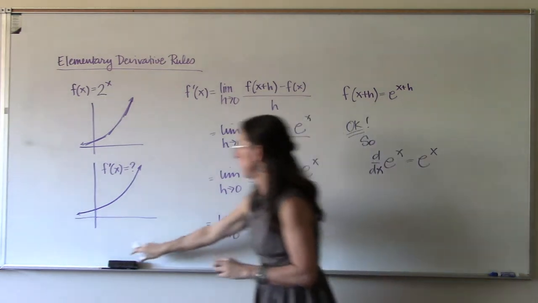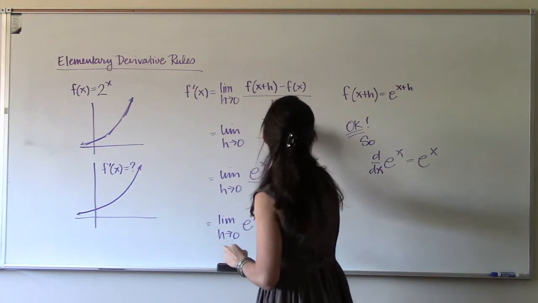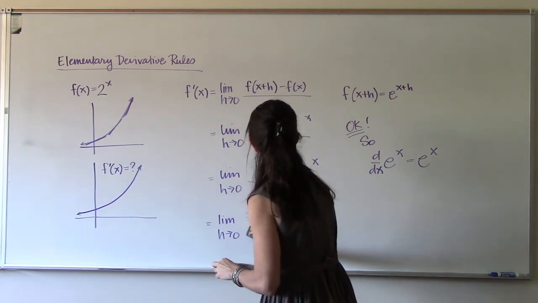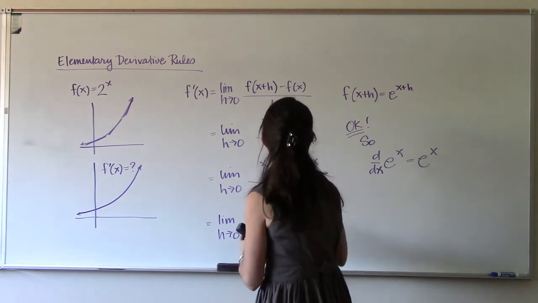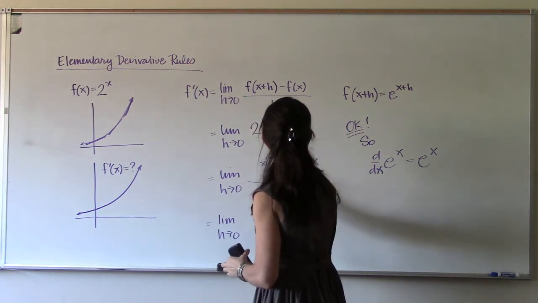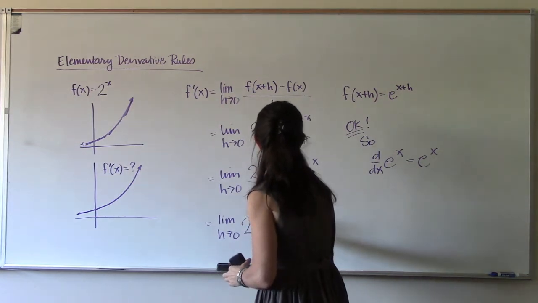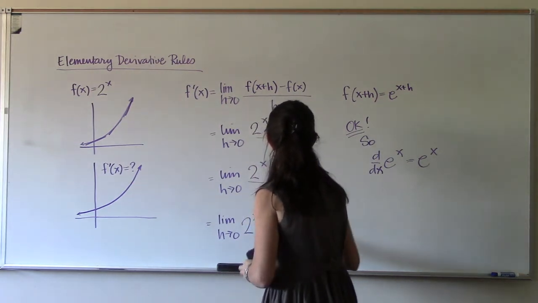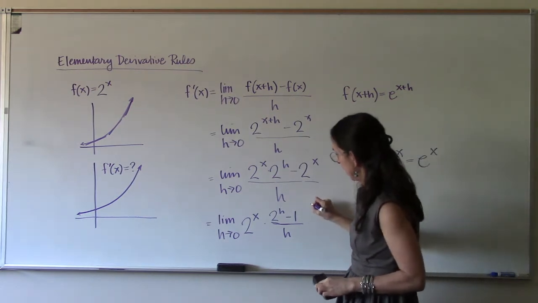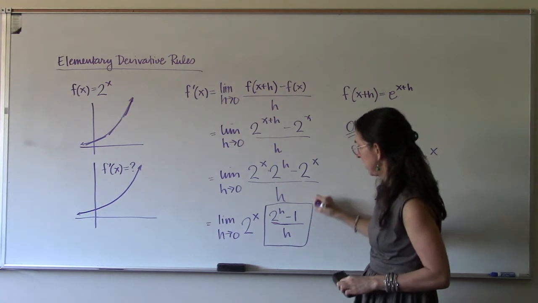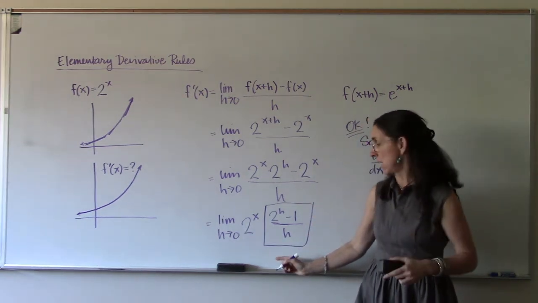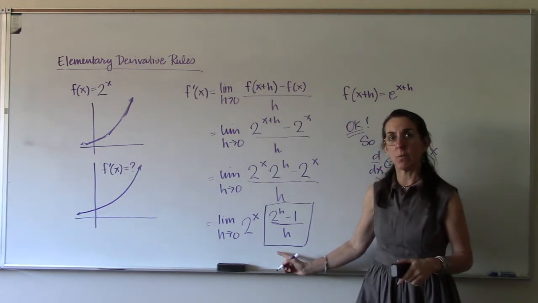If we come over here and I change these e's to 2's, now what we need to look at is the values of this thing as h gets really close to 0. So let's go back to the calculator and see what we get here.